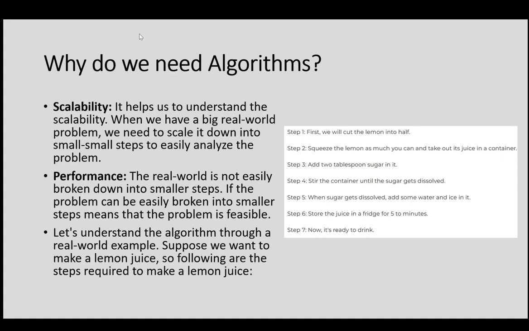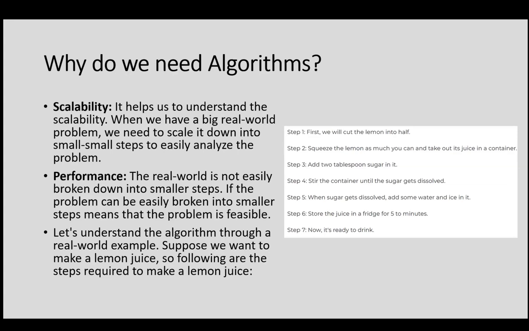The first thing is, we will cut the lemon into half. And what is the second step? We squeeze the lemon as much as we can, and we take out its juice in a container. After that, we'll add 2 tablespoons of sugar into it and then stir the container until the sugar gets dissolved. Then, when the sugar gets dissolved, we add some water and ice in it.